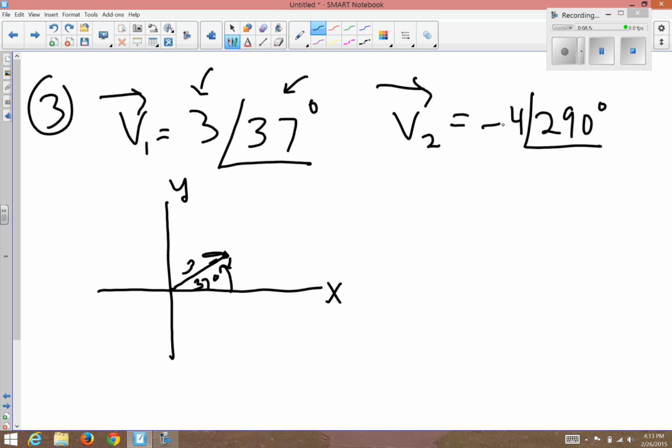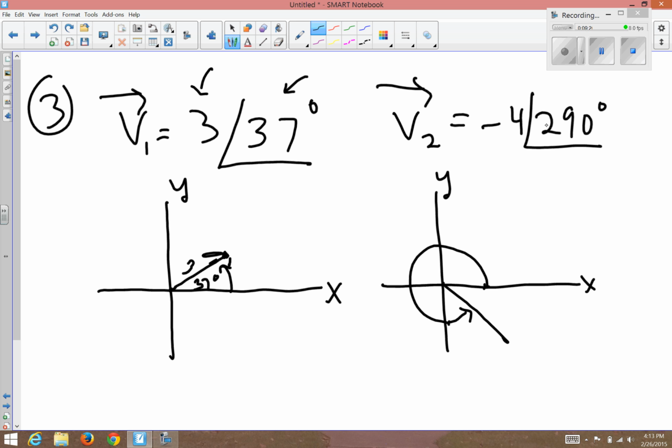So this number out here, I just got finished saying that's the magnitude. Well, that can't be the net magnitude because it's a negative number. So here's what this means. First, I find where 290 degrees is. There's 0 degrees, 90, 180, 270. I'll go 20 more degrees right there. So 290 degrees would be in the 4th quadrant.